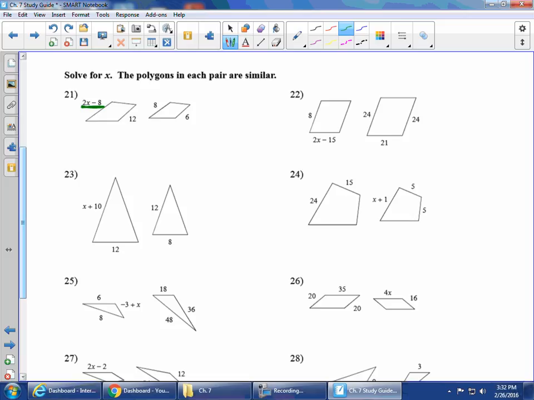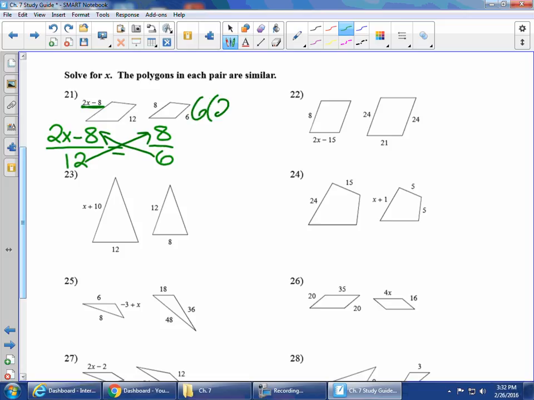Same idea of proportions. 2x minus 8 from this shape on the left over 12 equals 8 over 6. Cross multiply, and we're going to do some solving here. Now, this is where it gets interesting. So cross multiply like that.